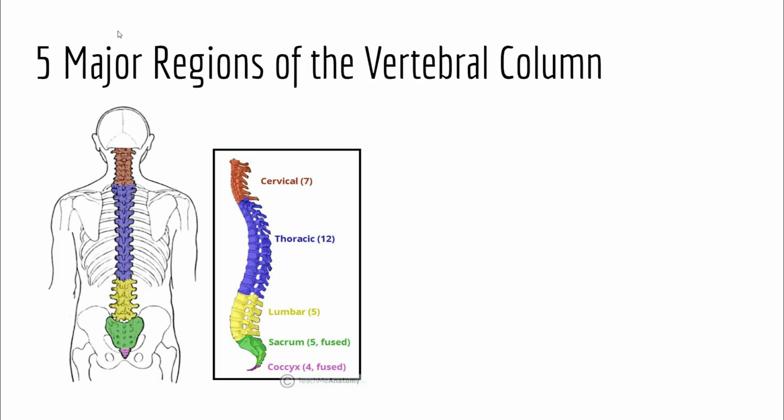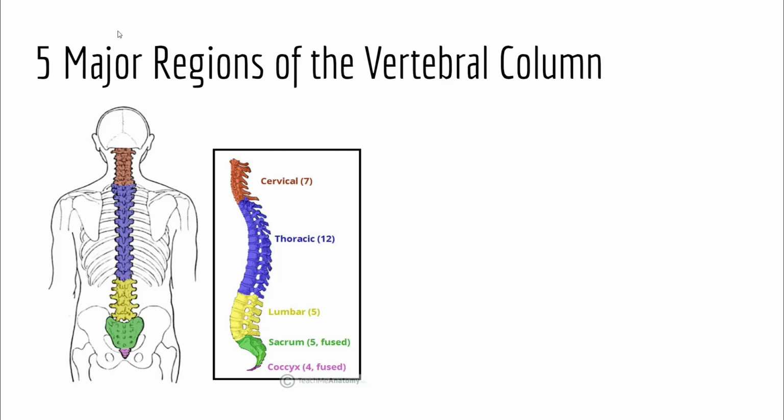There are 12 thoracic vertebrae, also known as T1 through T12. These vertebrae articulate with the 12 pairs of ribs. And another way to remember this is 12 thoracic. Both start with T.